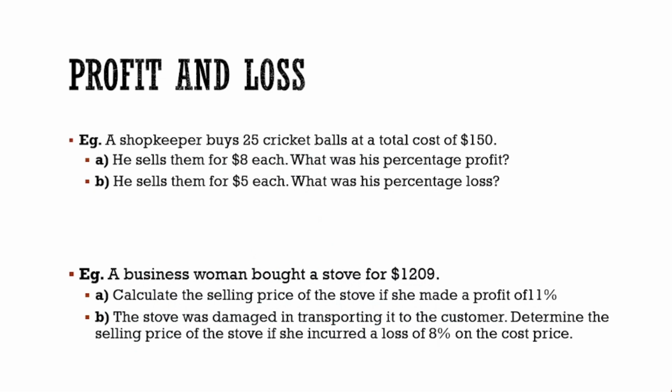So let's look at two examples. We have a shopkeeper selling cricket balls. And in the second example, we have a businesswoman who bought a stove. And in both examples, we will look at how we calculate profit or loss percentages.